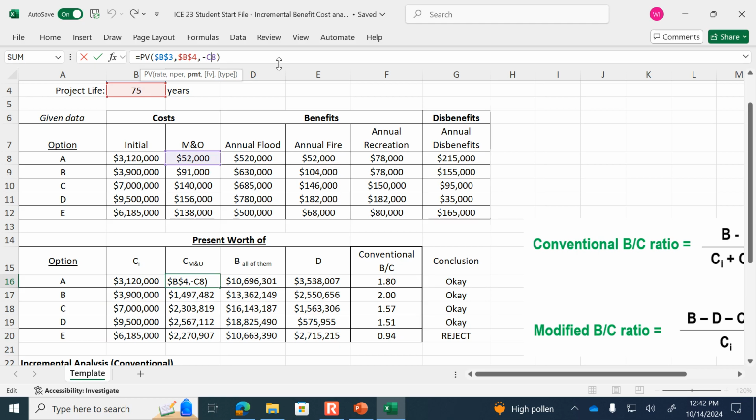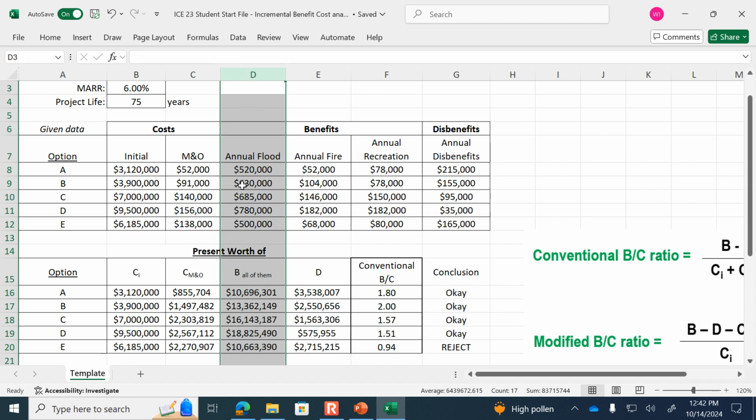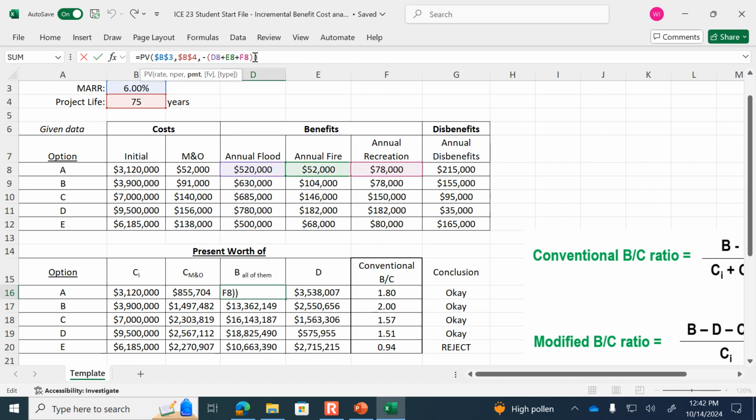So we don't use the double comma here because if we did, it would treat this as a single lump sum amount 75 years in the future. But what we really want to know is, if there are 75 annual payments, what's the present value of that now? So we're putting the amounts into the PMT field. And I already told you about the trick of combining a function within a function, so that for the benefits, we could put the fire, flood, and recreation all together.